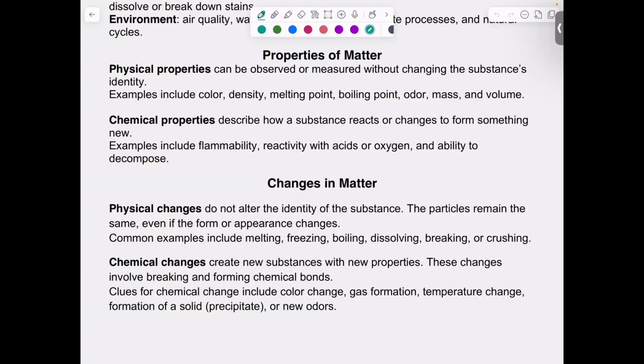When we go to chemical properties, it's a little bit different because this describes how that particular substance reacts with its environment, with other substances. So key examples of this would be flammability, reactivity with acids or oxygen, being the air around us, and its ability to decompose or break up into its constituent parts.